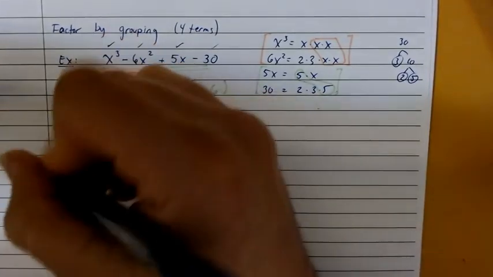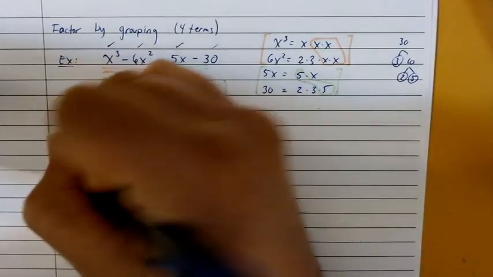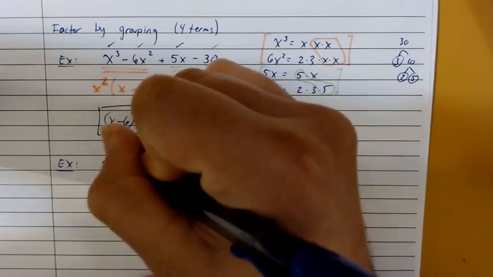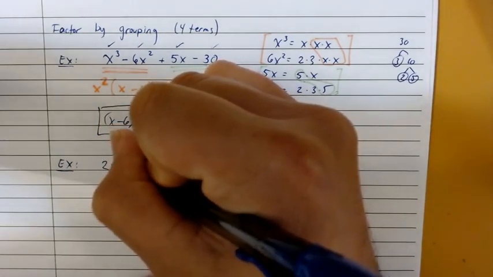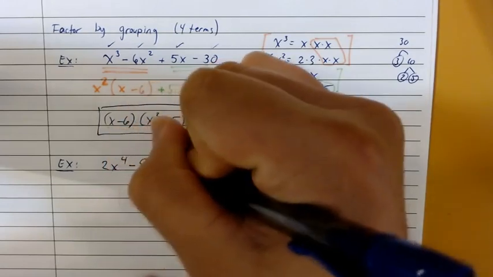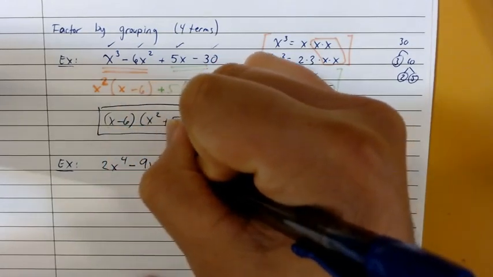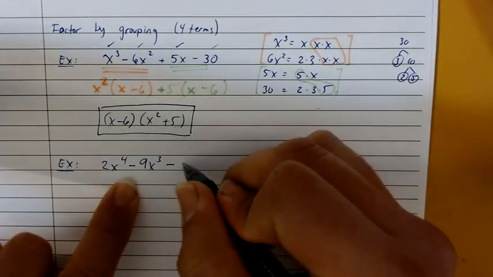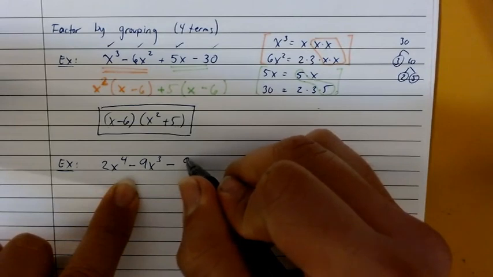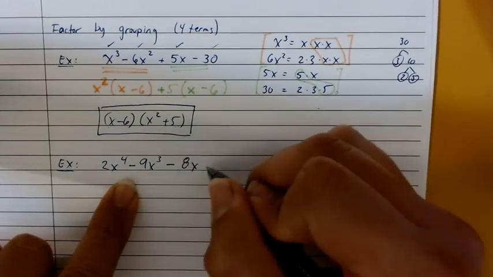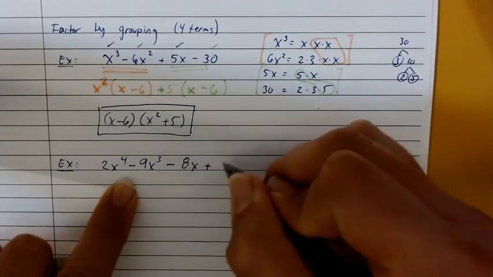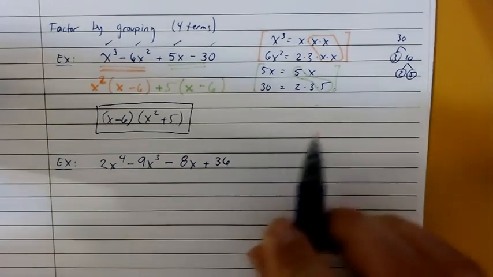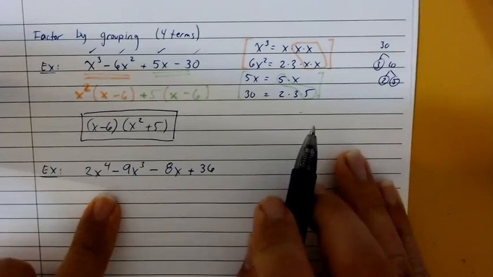Let's see that again. Let's say we have 2x to the fourth power minus 9x to the third power minus 8x plus 36. All right, same idea. We're going to go ahead and factor by grouping.